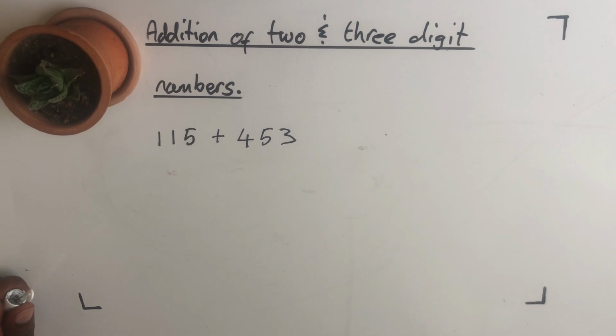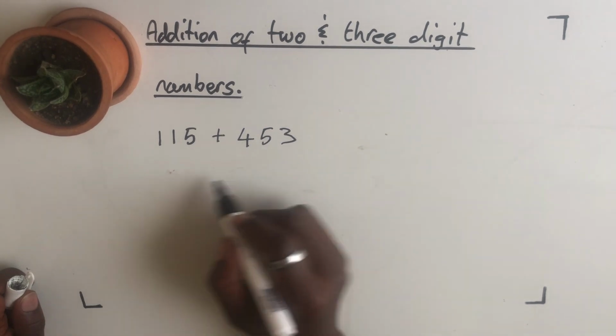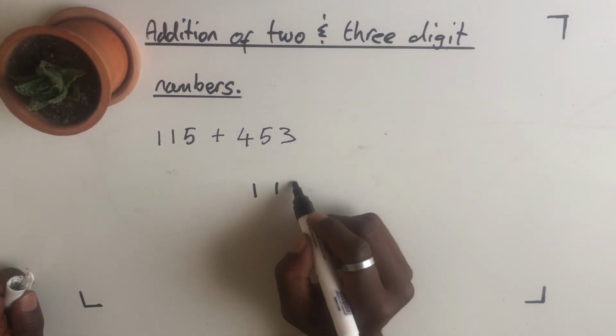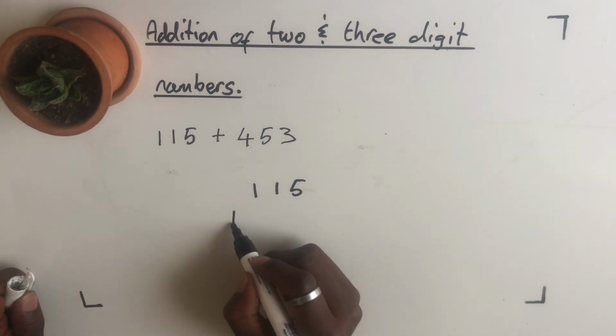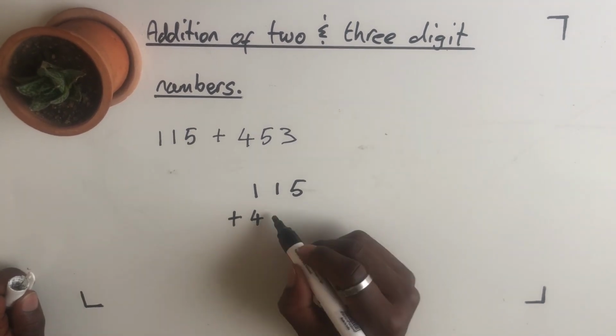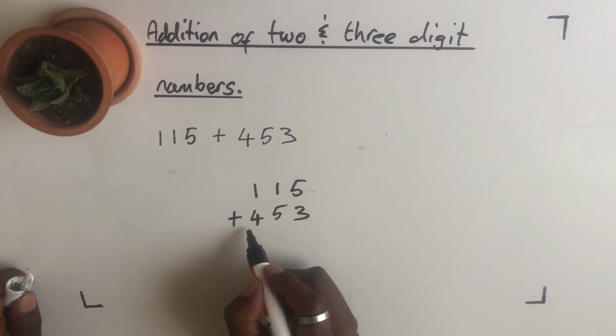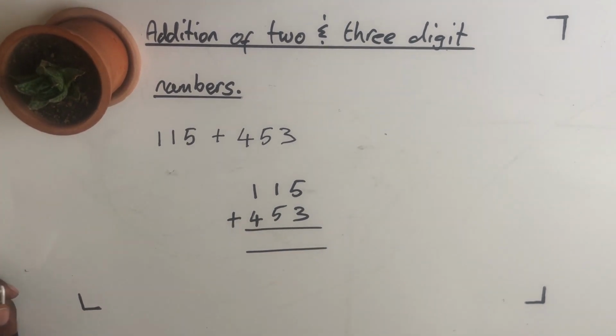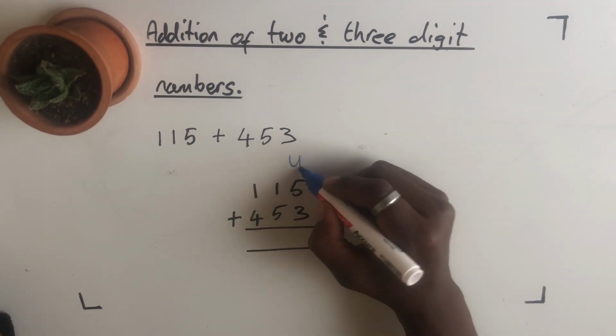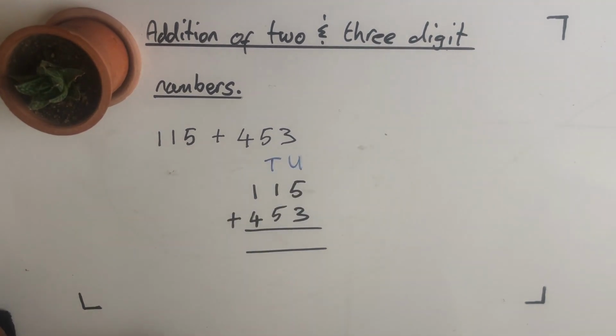So the first thing I want you to do is write the two numbers one below the other, okay? So that is 115 there. Then my plus sign, plus 453, okay? Now, the next step is I label. So those are my units, these are my tens, and these are my hundreds, okay? So start with the units. Remember, we always start on the right side, okay?